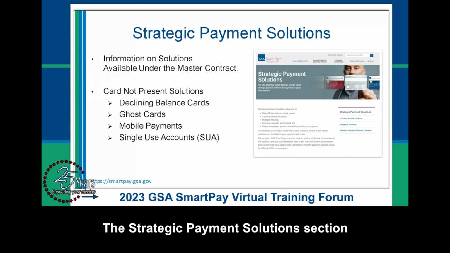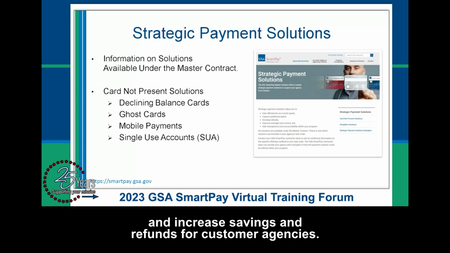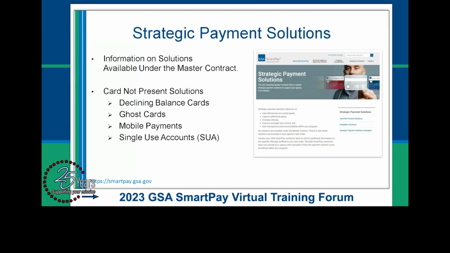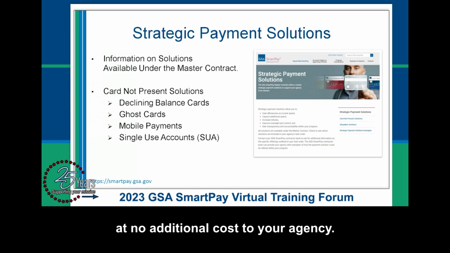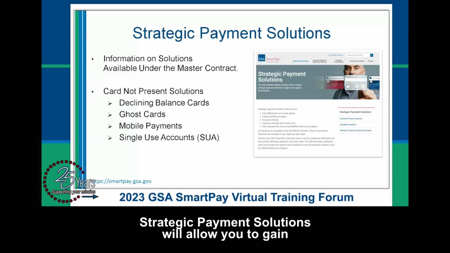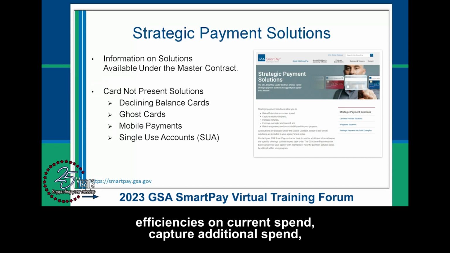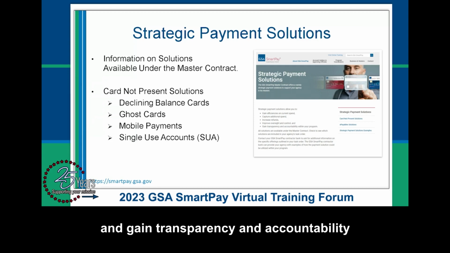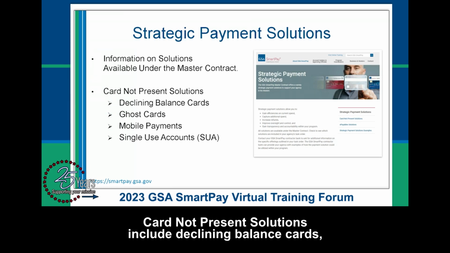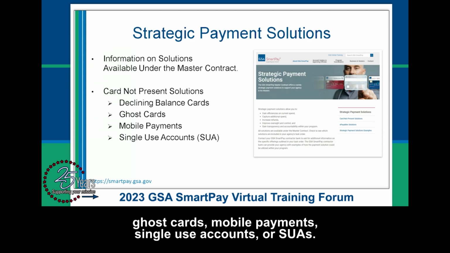The Strategic Payment Solutions section of the website explains solutions offered under the GSA SmartPay 3 Master Contract that will maximize efficiency and increase savings and refunds for customer agencies. These are the new ways to take your program to the next level, and many are included at no additional cost to your agency. Strategic Payment Solutions will allow you to gain efficiencies on current spend, capture additional spend, increase refunds, improve oversight and control, and gain transparency and accountability within your program. Card not present solutions include declining balance cards, ghost cards, mobile payments, and single-use accounts, or SUAs.